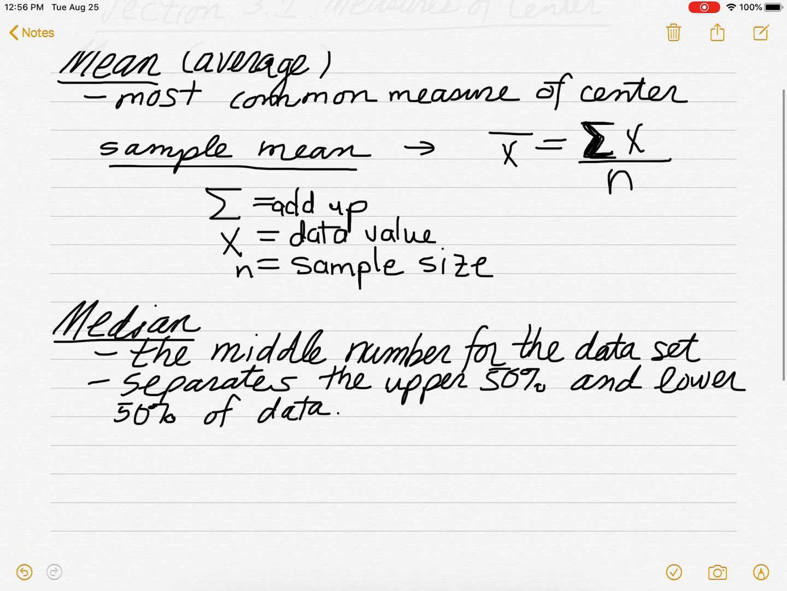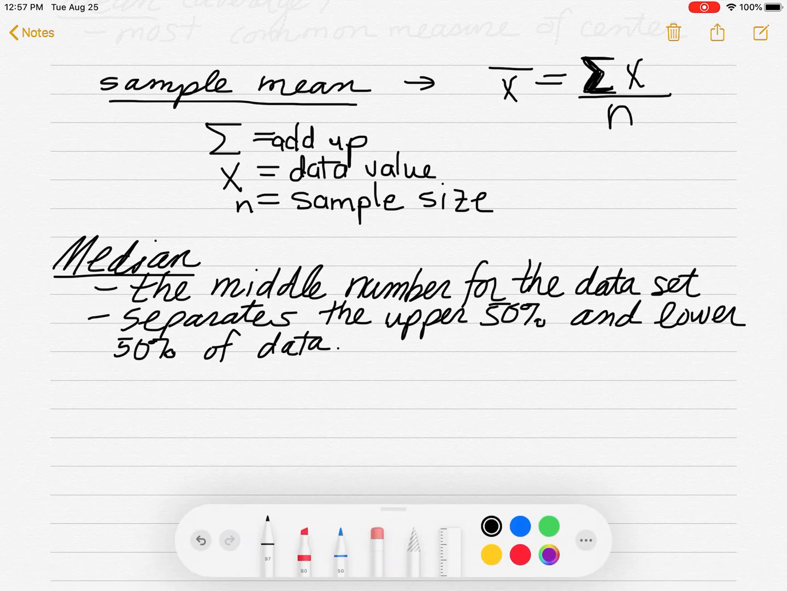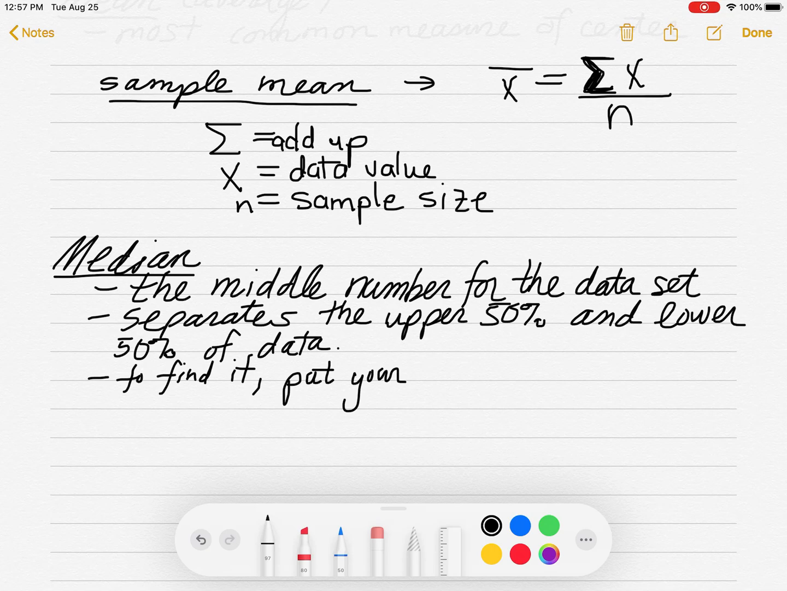Okay. There's really not a symbol for the median. Some books use some symbols, some books use other symbols. I'm just going to use the word median. So how do you find the median? To find it, put your data in ascending order. What does ascending order mean? Well, it means starting with the smallest number and going to the largest number. So put your data in ascending order and pick out the middle number.